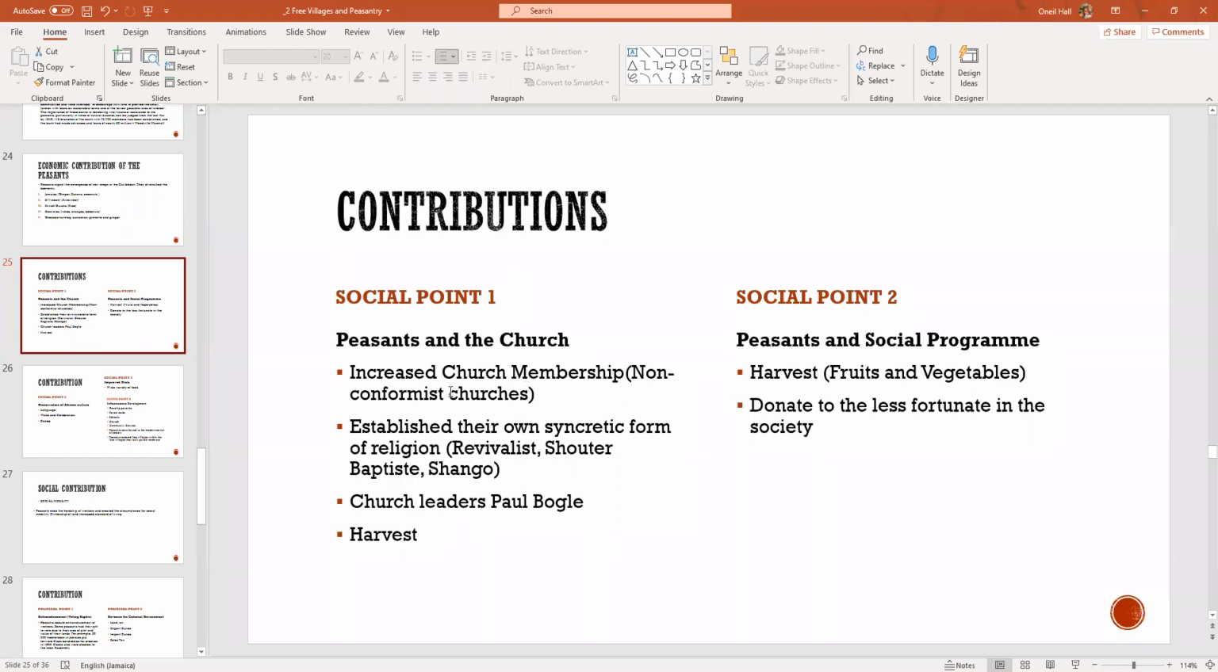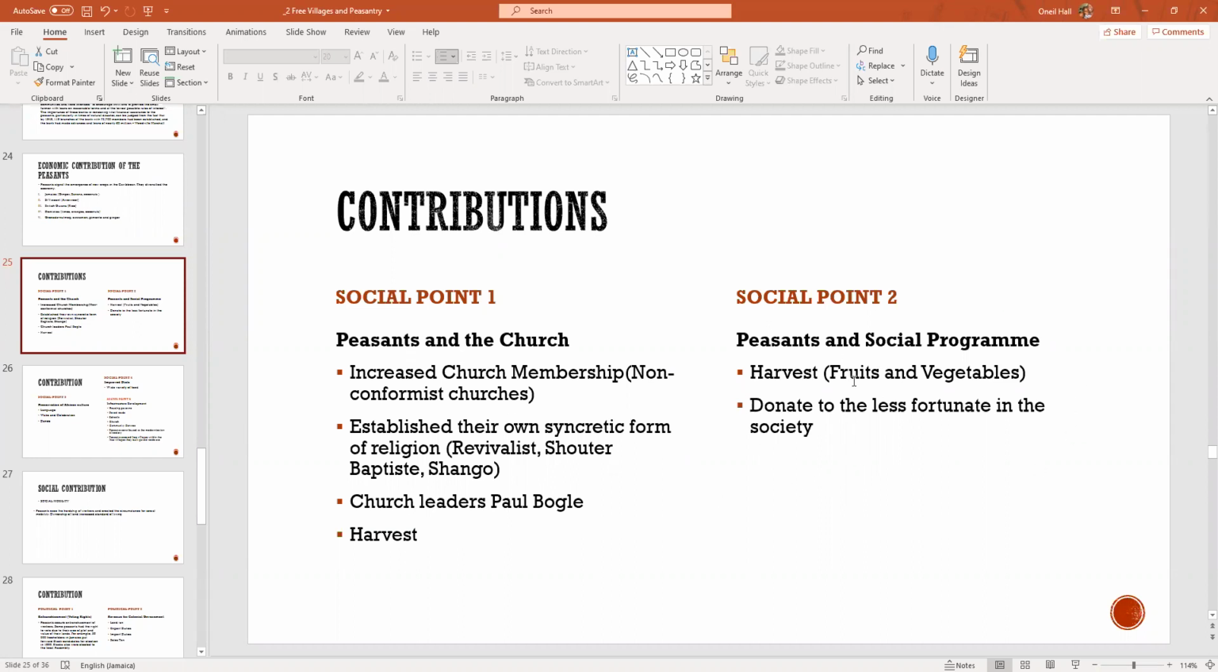And then the next thing is that you're going to have a lot of new syncretic forms of religion emerging, like Revivalism, Shouter Baptist in the Eastern Caribbean, and Shango. Now church people, peasants, start to go to church. The church is in their community. People are going to turn church leaders, like Paul Bogle, who was leader of a Baptist church. You're going to have harvest at church. So they are contributing to the development of the church, the peasants. So that is one social contribution.